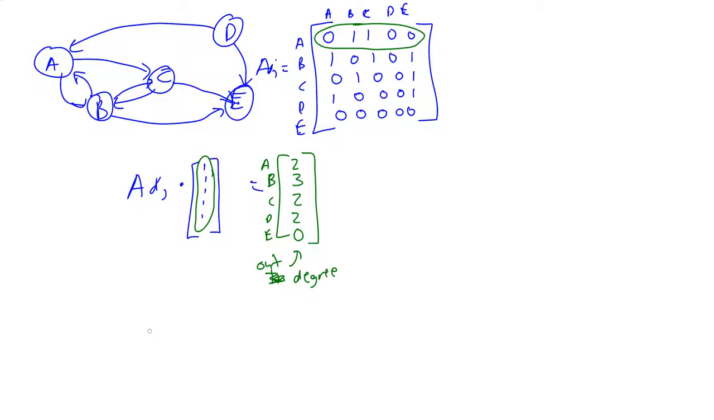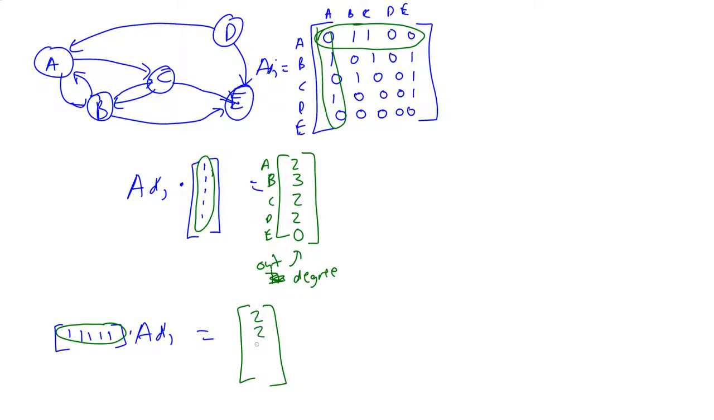And similarly, if I have the adjacency matrix, and I multiply it on the left by a row of all ones, then I'm going to get the in degree. So a row of all ones times this first column gives us 2, and that's because A has an in degree of 2 and an out degree of 2. If we do it for B, we're going to get 2.